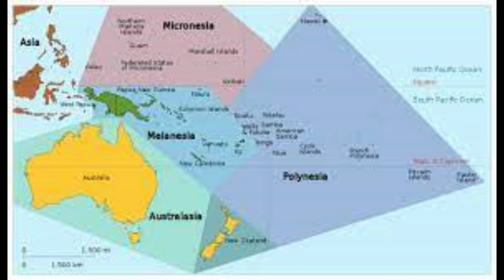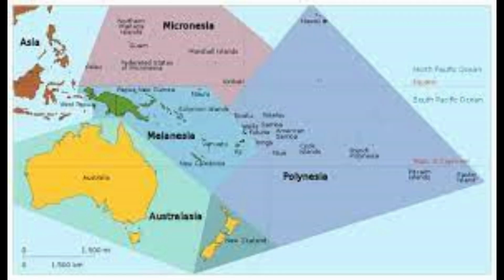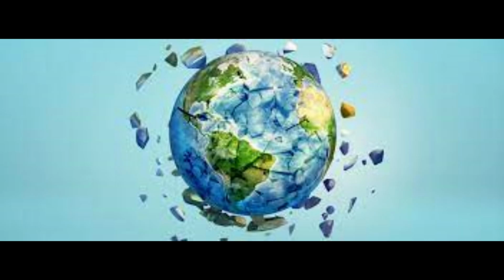The distinction between the continent of Australia and the broader region of Oceania can be perplexing. Oceania encompasses not only Australia but also the islands of the Pacific. And its nomenclature reflects the region's vast cultural and geographical diversity.